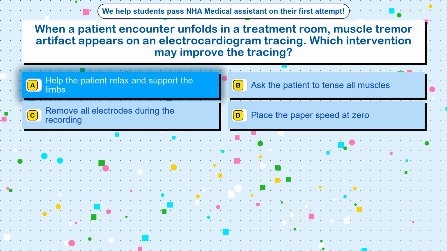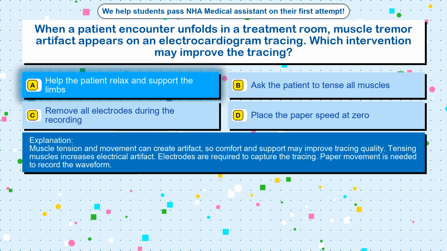Help the patient relax and support the limbs. Muscle tension and movement can create artifact, so comfort and support may improve tracing quality. Tensing muscles increases electrical artifact. Electrodes are required to capture the tracing. Paper movement is needed to record the waveform.